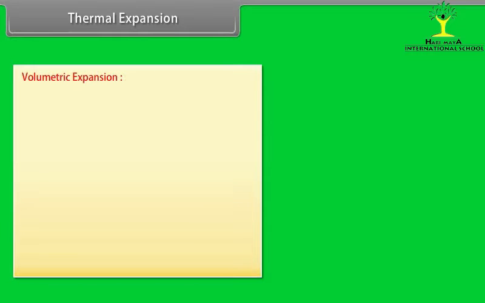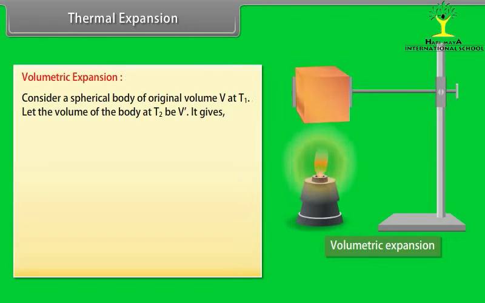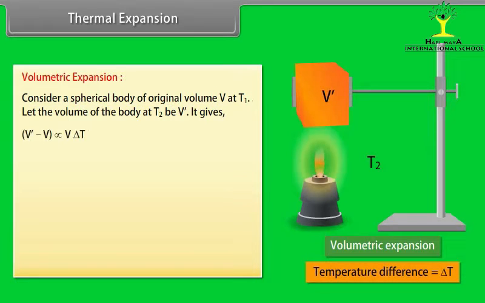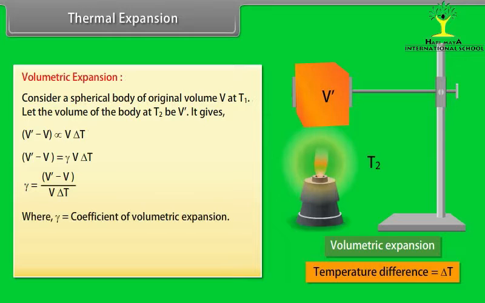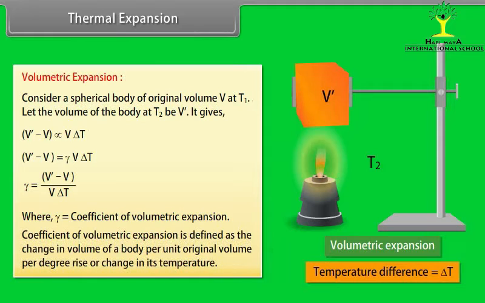Volumetric expansion. Consider a spherical body of original volume V at temperature T1. Let the volume of the body at temperature T2 be V'. It gives V' minus V is directly proportional to V delta T, or V' minus V is equal to gamma V delta T. Value of gamma is equal to (V' minus V) upon V delta T, where gamma is equal to coefficient of volumetric expansion. Coefficient of volumetric expansion is defined as the change in volume of a body per unit original volume per degree rise or change in its temperature.